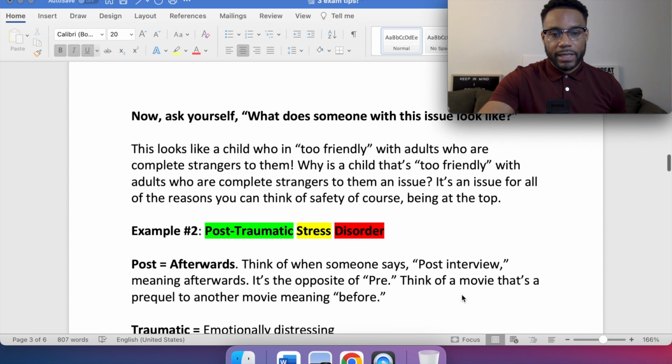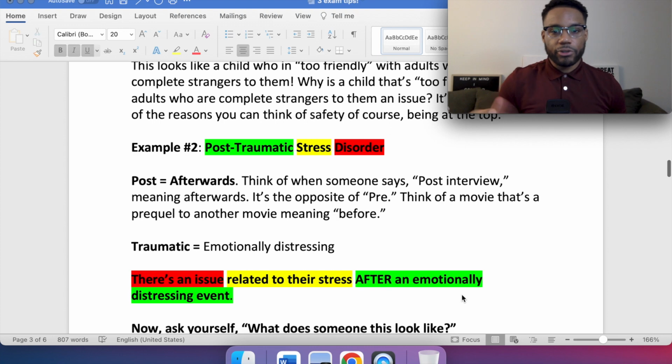And when we look at example number 2, post-traumatic stress disorder, same thing. Post equals afterwards. Think of when someone says post-interview, meaning afterwards. It's the opposite of pre. Think of a movie that's a prequel to a movie, meaning before. So post means after, and traumatic equals emotionally distressing.